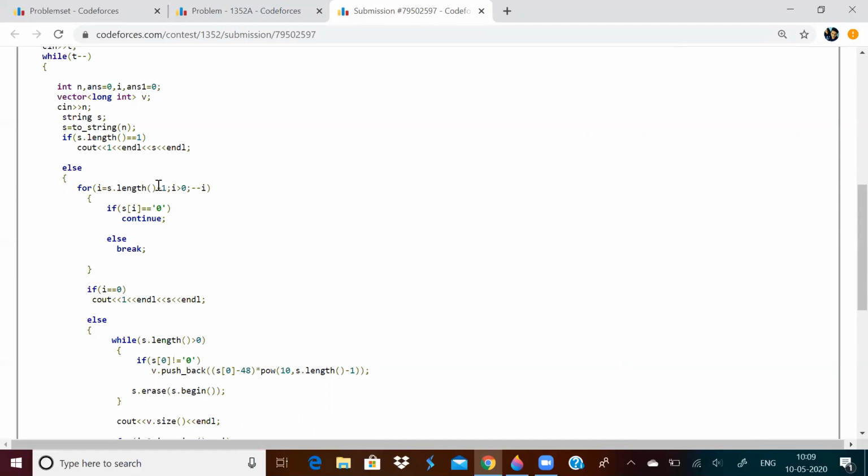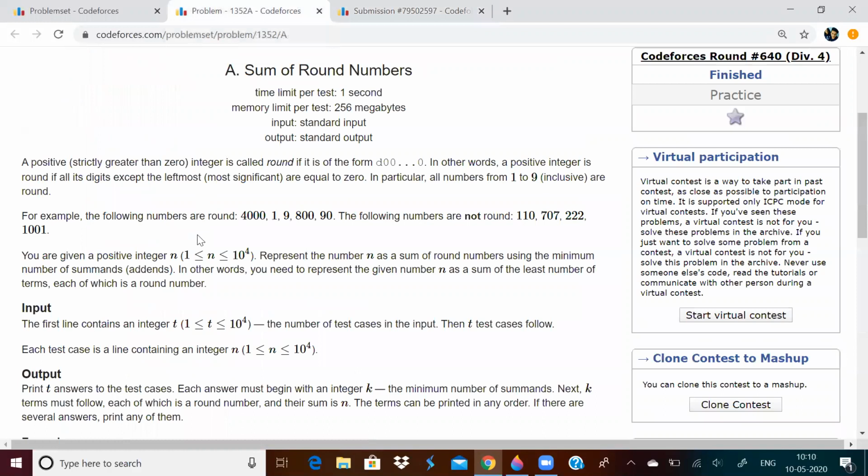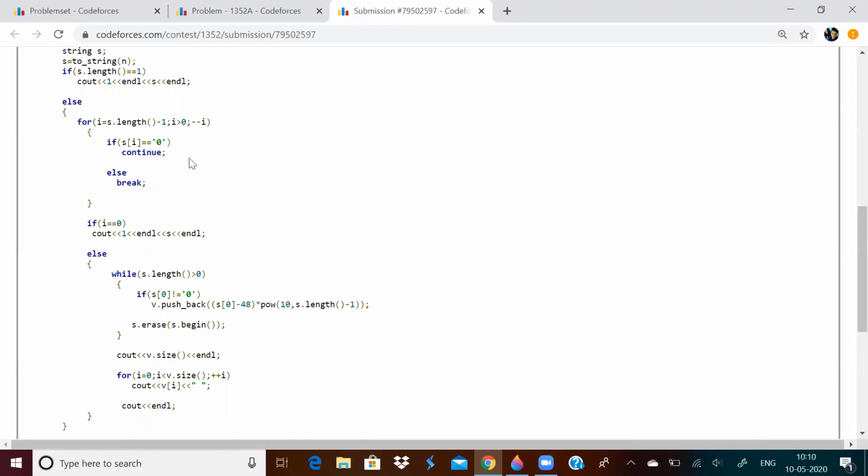I am running a loop from the last digit to the second digit. I am not running the loop from the last digit to the first digit. I am only interested in all the digits that are to the right of the first digit. So I'm checking if all the digits are 0, and if one of the digits is not 0, then I am going here. If all digits right of the first digit are 0, then again I will print 1 and the number only, because you can see here, the answer for 10,000 is 1 and 10,000 only. The answer for 10 is 1 and 10 only because both are round numbers. So in this for loop, I checked if the given number is already a round number or not.